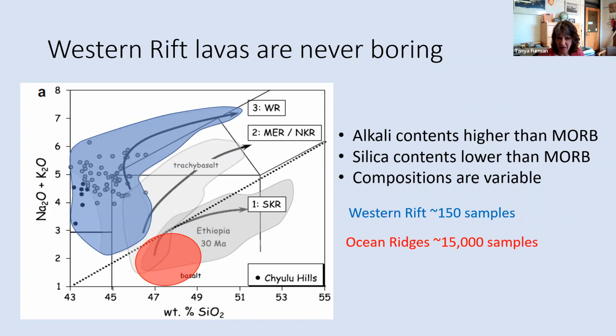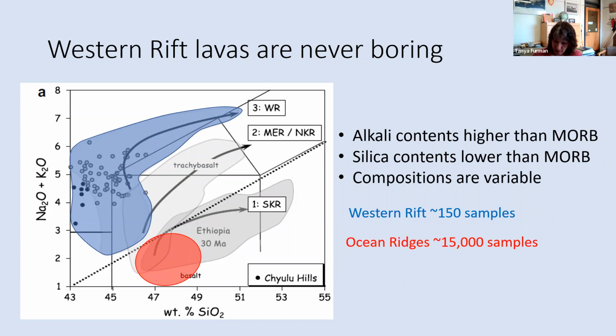So this plot here shows a very small red area that has about 15,000 data points in it. Those are our boring mid-ocean ridges. And I apologize if I offend anyone who loves the data. I kind of secretly do, but the blue area is only about 150 samples. And that blue area is huge. And that's the point of this diagram, is that the amount of chemical variability in the Western Rift is enormous.